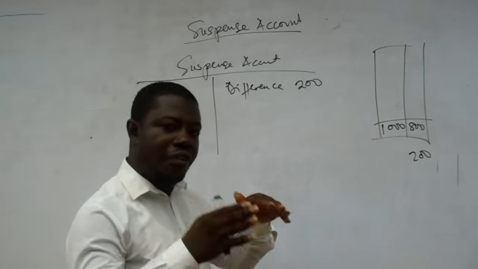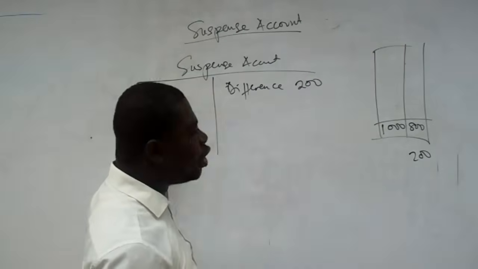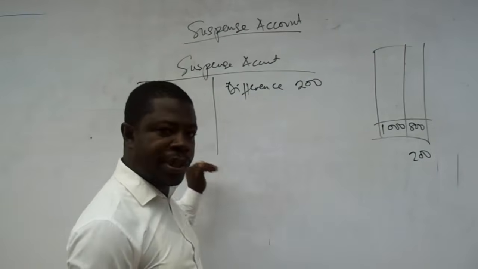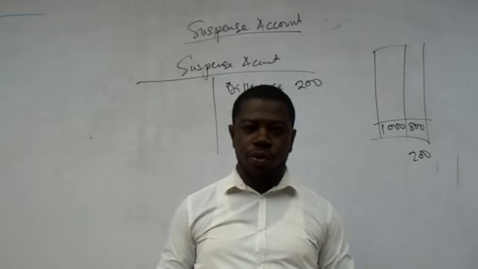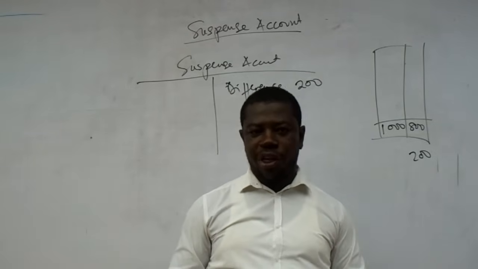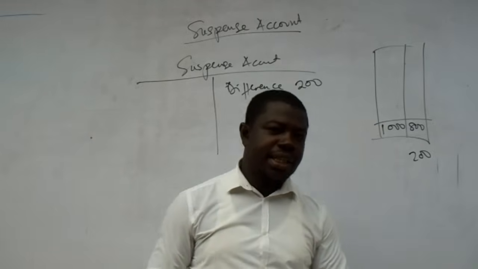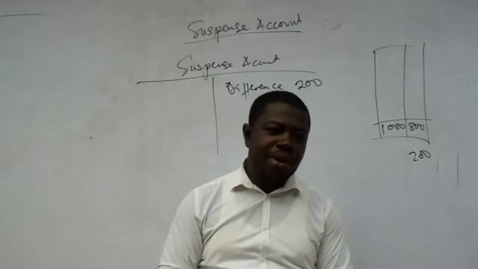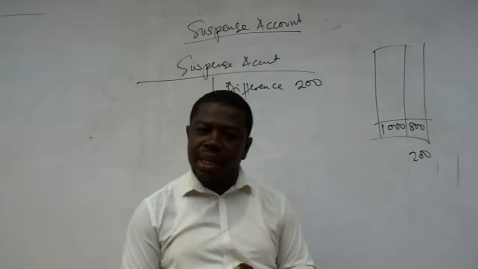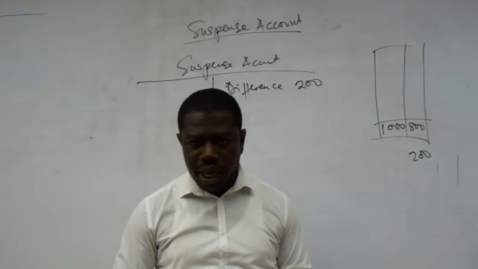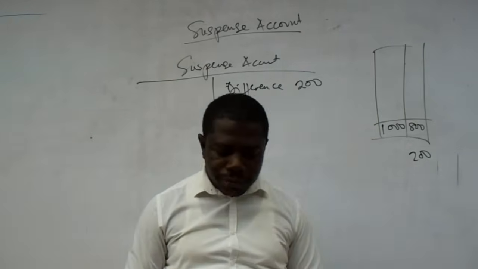And if the errors affect the agreement of the trial balance, the entries will be posted to the suspense account. And at the end of the day, the suspense account will be closed on its own, if only you make everything correct. And so what we are saying is that a suspense account is a temporary account where the difference on the trial balance is kept pending the location and correction of errors. And that is how we define a suspense account.